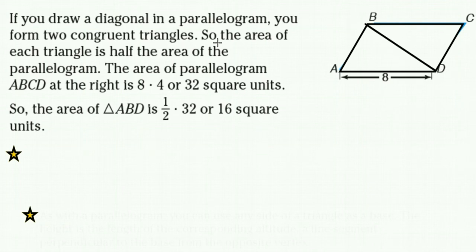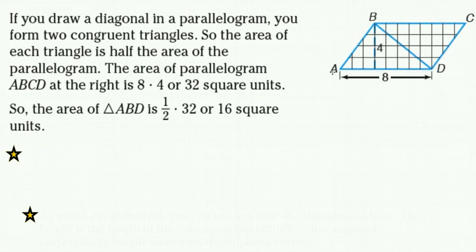So the area of each triangle is half the area of the parallelogram. You have two triangles that have been formed, triangle ABD and triangle CDB, and they're congruent to each other. And if I take out that triangle, this is what you get. So this is now your parallelogram. Dividing it by the diagonal, you end up with two congruent triangles.